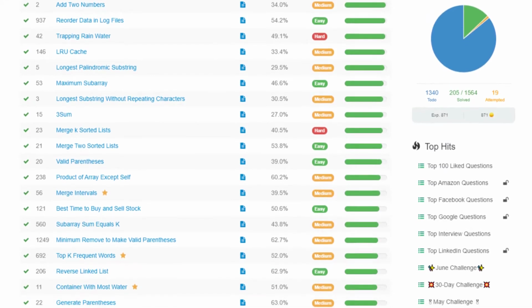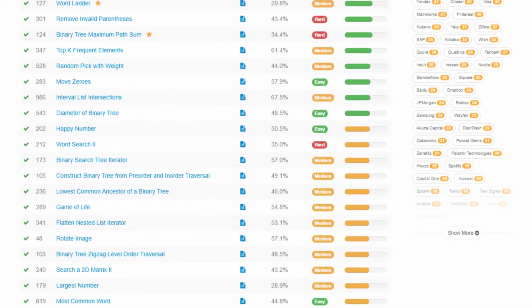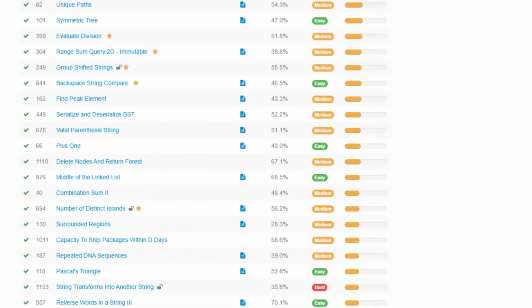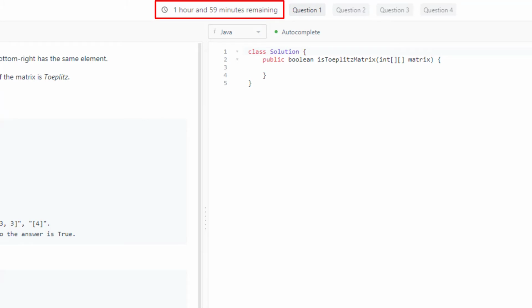So what this does mean is that there is a good chance if you've been solving problems on LeetCode, you will run into repeat questions if you do these mock interviews several times. What I do like about this feature is it times you. So if you're not used to solving problems under a time constraint, this is a really useful feature.